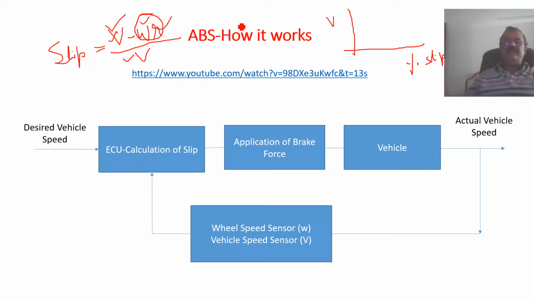Now let us say this is the actual vehicle speed. Also, you can measure the wheel speed, omega. Both vehicle speed and wheel speed you can mark over here. The wheel speed sensor will measure the wheel speed, and the vehicle speed sensor will measure the vehicle speed. This information will go over here. The value of V is substituted, omega is substituted, and slip is determined.